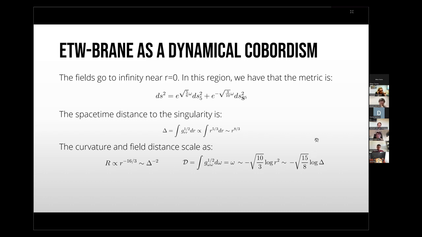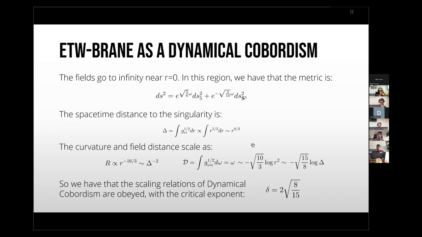I don't have much time, but I will be quicker. And from this relation, we get that indeed this solution, this cobordism of AdS5 cross S5, satisfies the dynamical cobordism relations with the critical exponent delta given by this number. So check, our solution satisfies the dynamical cobordism.